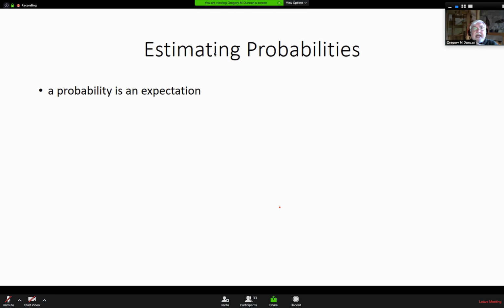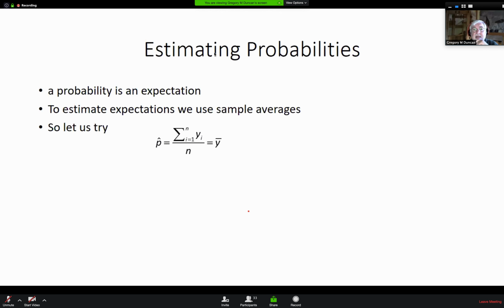I say, well, I can't tell you what the probability is because I don't know. And so what that means is we're going to have to estimate those probabilities. And here's how we estimate probabilities. We estimate probabilities by noting that a probability is an expectation, and that to estimate expectations, we use sample averages. Okay, so let's simply try this.